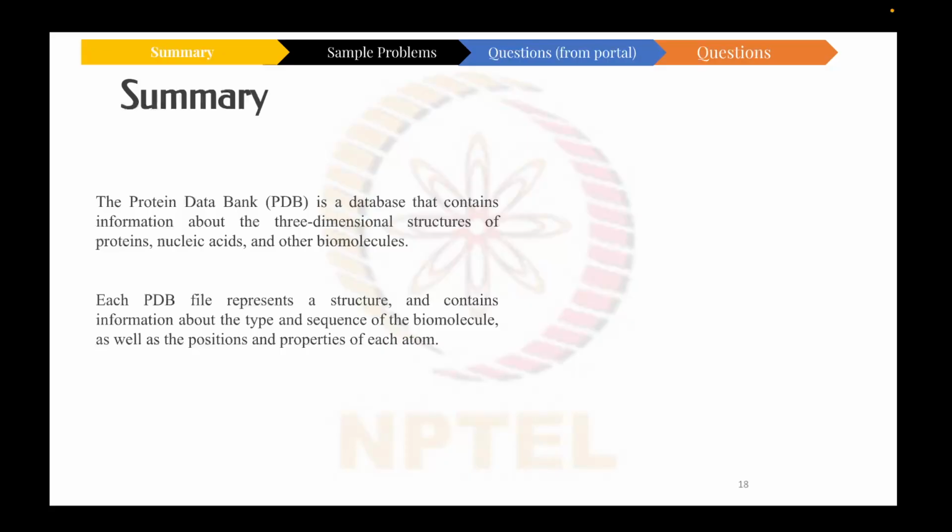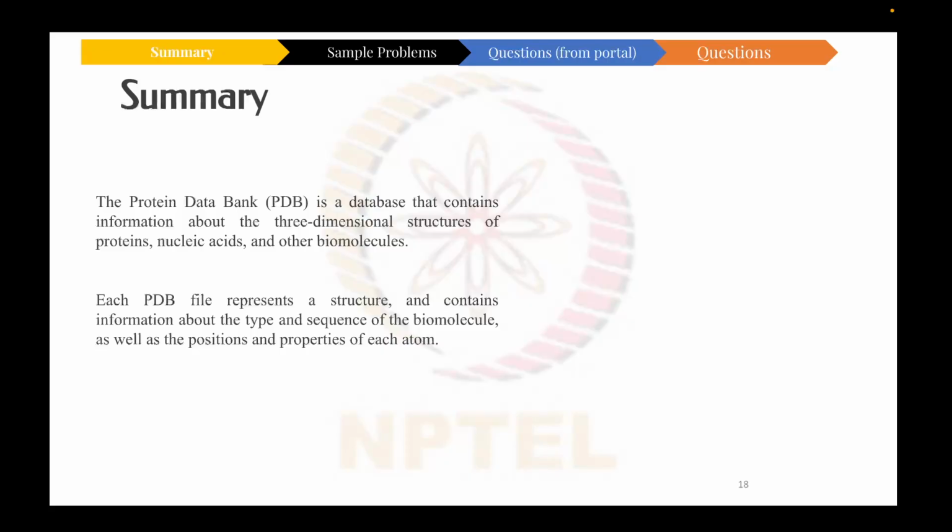The PDB is maintained by the Worldwide Protein Data Bank organization, which is a collaboration between several institutions, including RCSB, that is Research Collaboratory for Structural Bioinformatics, Protein Data Bank Europe and Protein Data Bank Japan, that is PDBe and PDBj. The file format used by PDB is a plain text format that contains information followed by the atomic coordinates of the atoms and other biomolecules.